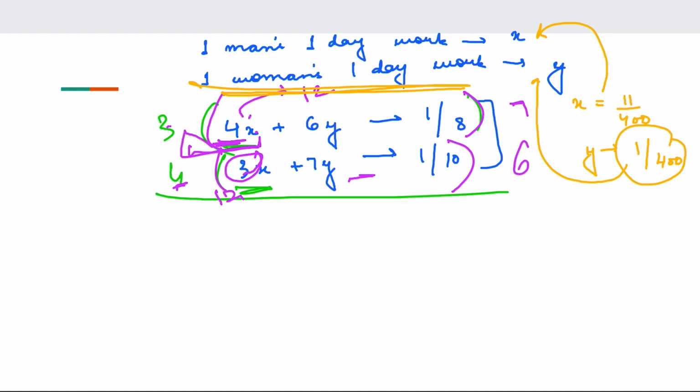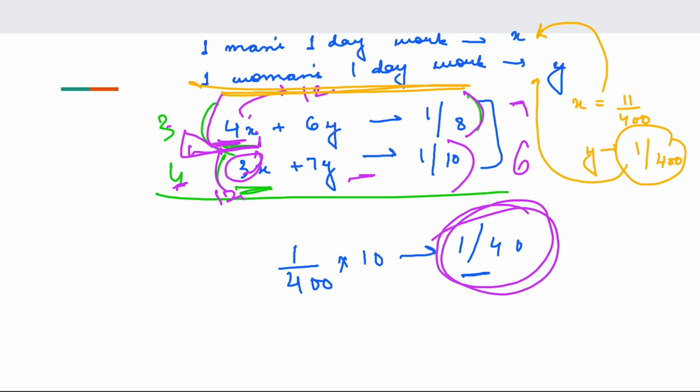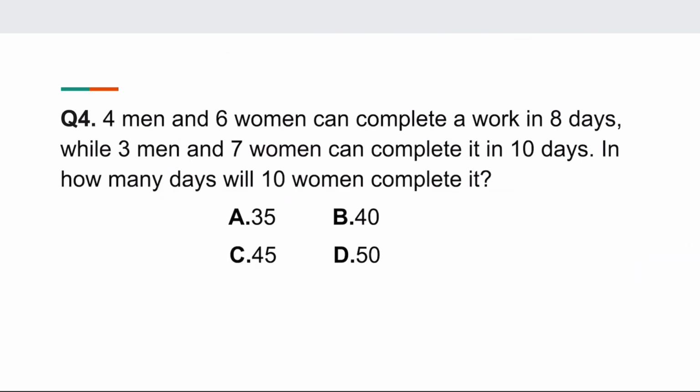Can I find one day work of 10 women? I know the work done by one woman in one day. Can I find the work done by 10 women in one day? Yes, of course. I need to multiply it by 10. So it's simple, 1 by 400 into 10, which is nothing but 1 by 40. So 10 women can complete the work in how many days? Reciprocal of it, and that is going to be 40 days. Simple. So what is the answer for this? 40.